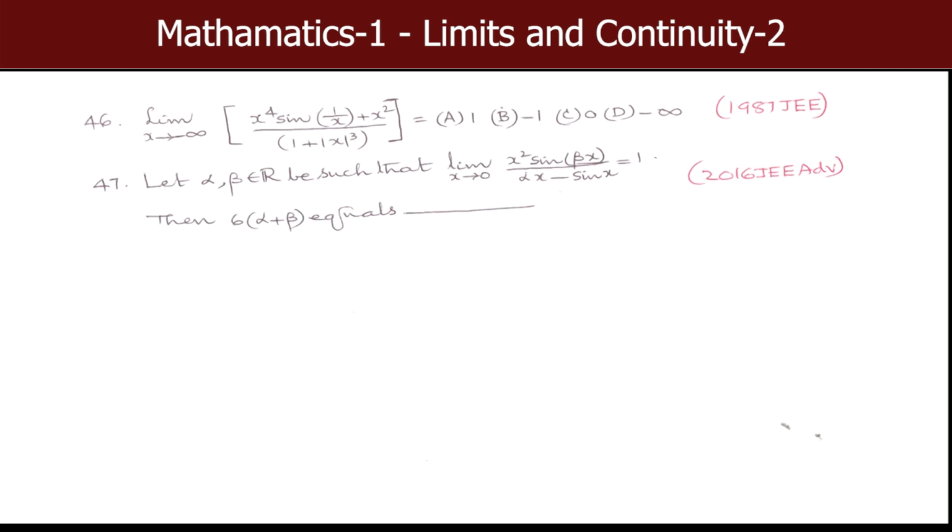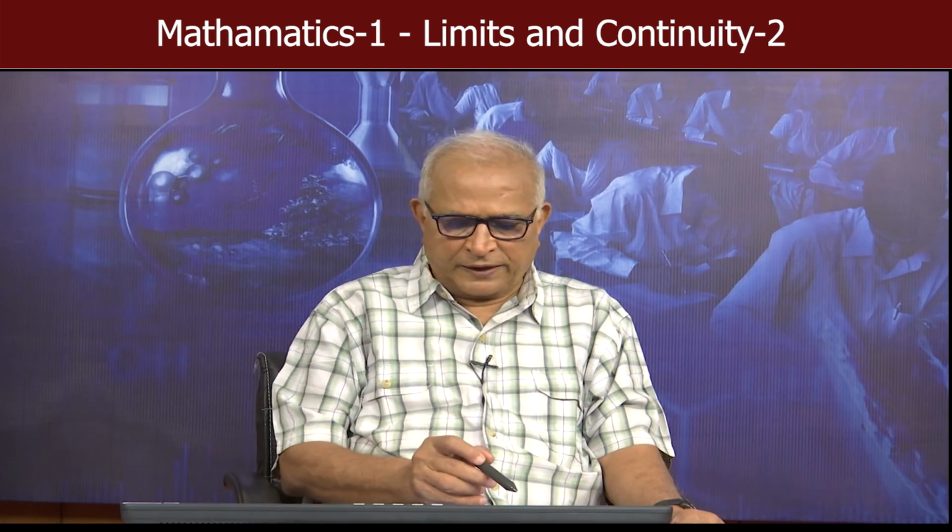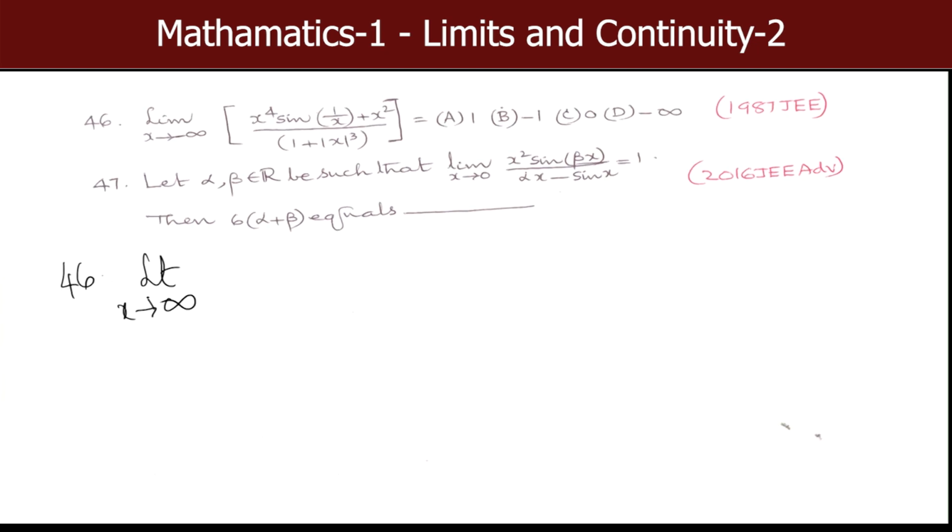46. Limit x extends to minus infinity of x power 4 sin 1 by x plus x square by (1 plus mod x) whole cube. Here x is negative. So, mod x is minus x. So, this is x power 4 sin 1 by x plus x square by (1 minus x) cubed.